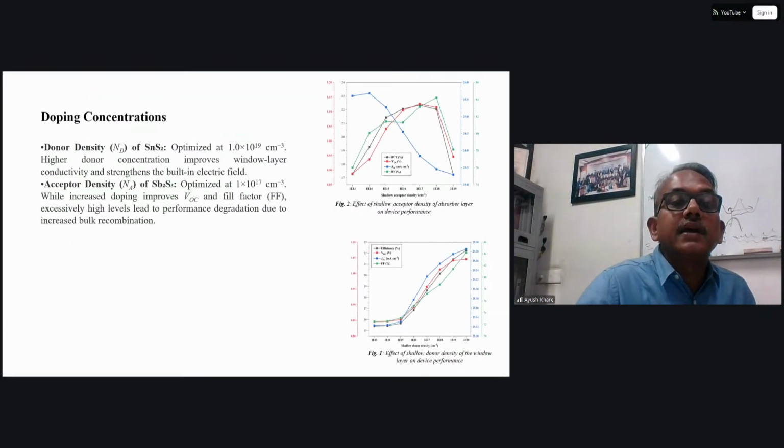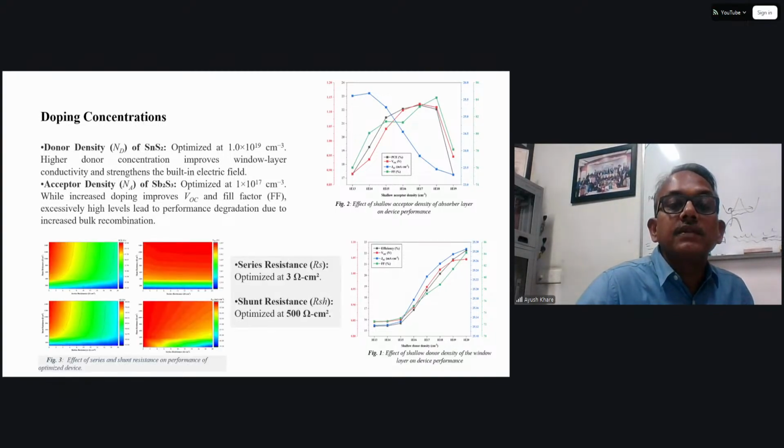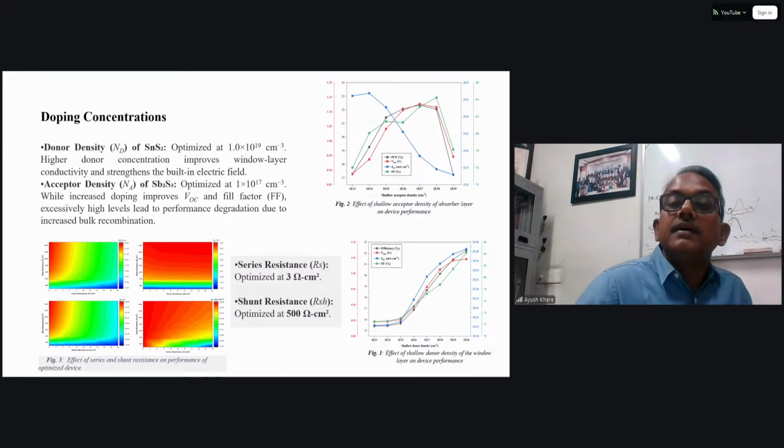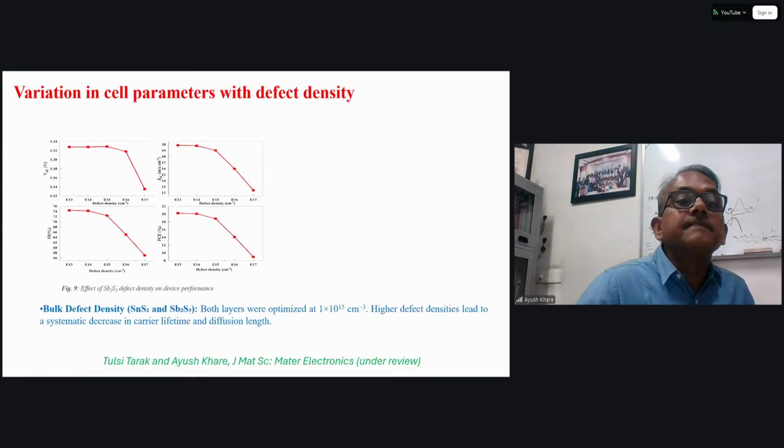Doping we have taken care of. Doping we have gone for on the slightly higher side, 10 to the power 19 per cubic centimeter. The optimized value is 1 into 10 to the power 17 per cubic centimeter. The fill factor, as you can see, has touched a very high mark. We have gone for the model also, and series resistance and shunt resistance values are also within achievable marks.